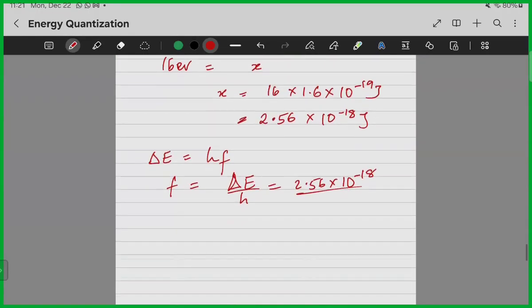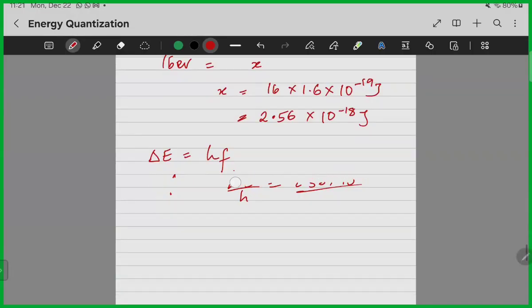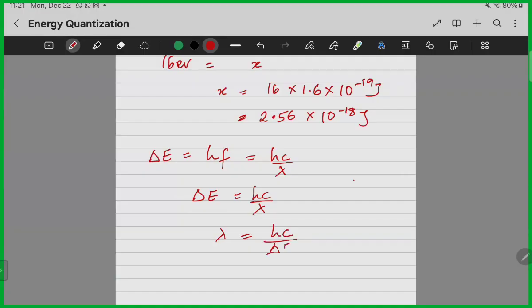So let's use the formula where the energy difference is also equal to hc over lambda. So lambda will be hc over change in energy.